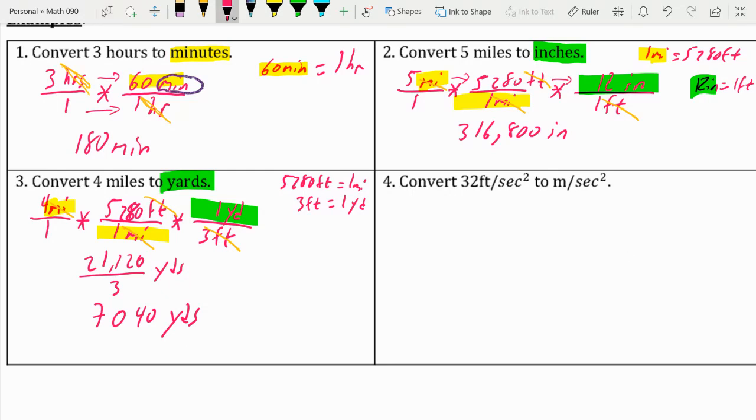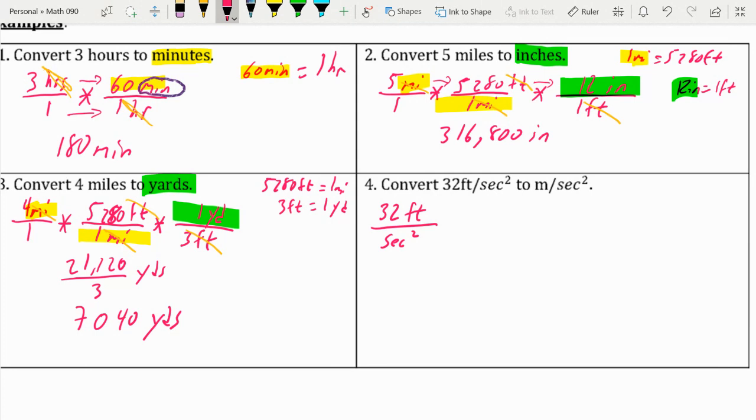Now, if you look at number 4, this one looks ugly because it has 32 feet per second squared. Now, I absolutely hate the way it's written like this. I prefer to write it this way: 32 feet per second squared. But if you look, they want us to go to something in meters. So they want us to change 32 feet into meters. But if you look at the denominator, it's still second squared. So the denominator is not changing. It looked ugly at first, but the denominator is not really changing.